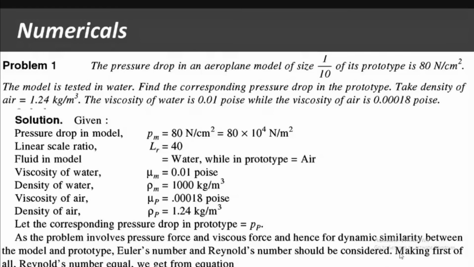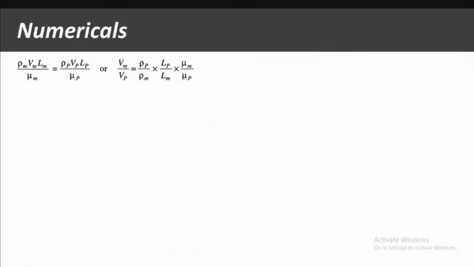Okay, so first of all you select any one model. First, suppose we use the Reynolds model. So first of all, making Reynolds numbers equal. First of all we will have Reynolds number of model. It should be equal to Reynolds number of prototype. Therefore, rho m Vm Lm upon mu m equals rho p Vp Lp upon mu p.